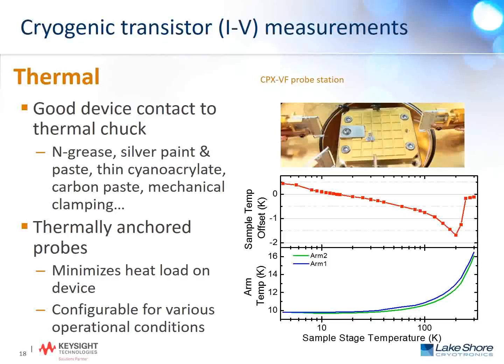In addition to having good thermal device contact to the chuck, the thermally anchored probes, as I said, are going to minimize the heat load on the device, but those thermal anchors can be configurable for various operational conditions. At the right, we show the device offset temperature compared to the sample stage temperature. What you can see is for that particular configuration, we're able to maintain the device to within 2 Kelvin of the sample stage temperature over the entire device measurement range, so from 4 Kelvin all the way up to 300 Kelvin.